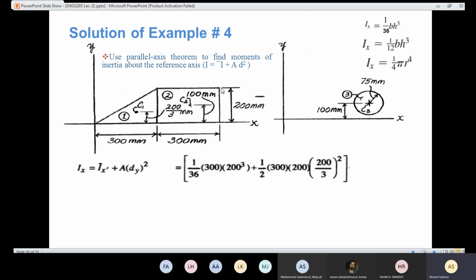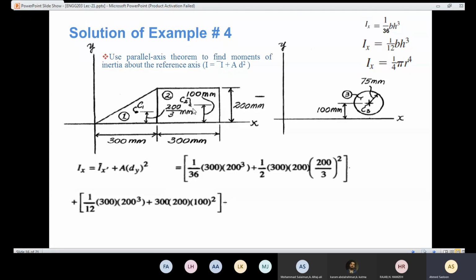Then I need to add the moment of inertia because of this rectangle here. So I'm going to apply that equation again for this rectangle. For Ix bar, I'm going to use that formula here, 1/12 bh to the power 3. So 1/12, the value of b is here, the value of h is there. This dimension is perpendicular to the axis. Then we are going to put it to power 3. Then the area is this one times that one, and the difference, like we mentioned, is 100.